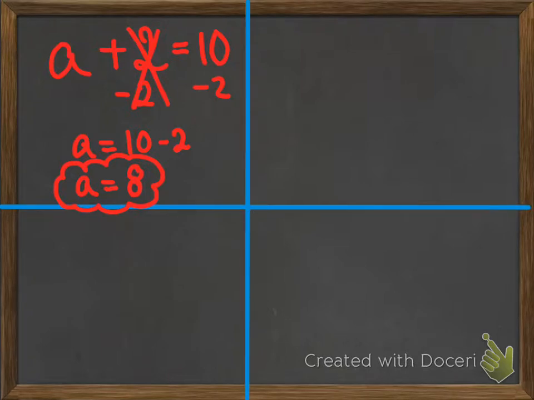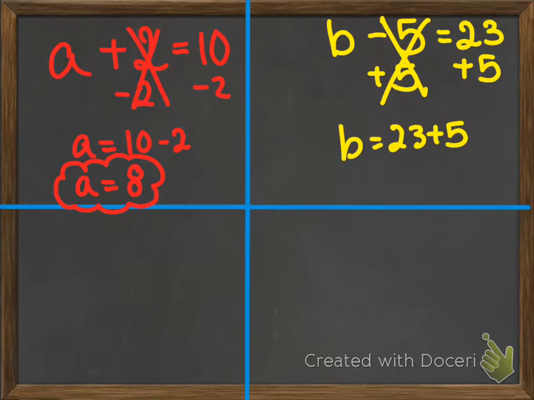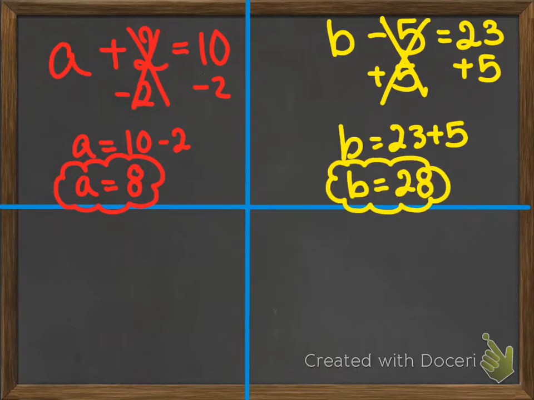All right, let's do a subtraction one. B - 5 = 23. What's the inverse operation of subtraction? It's addition, so I'm going to add 5 to both sides, and those 5's cancel out. I get B = 23 + 5. Now, what's 23 + 5? 28. So B = 28.